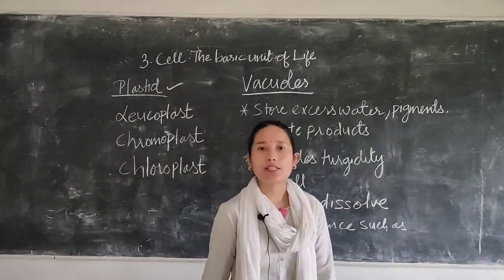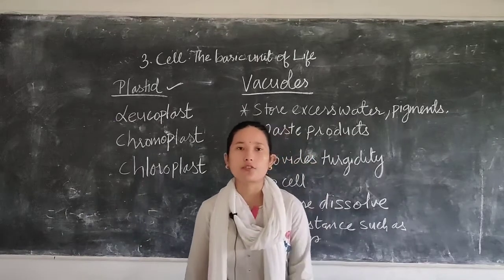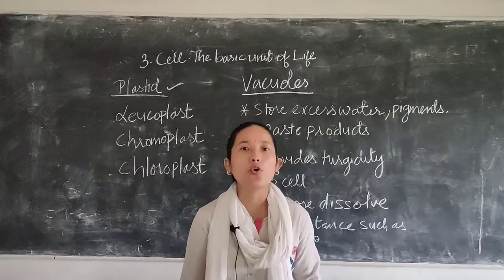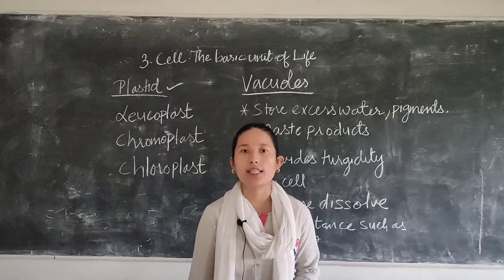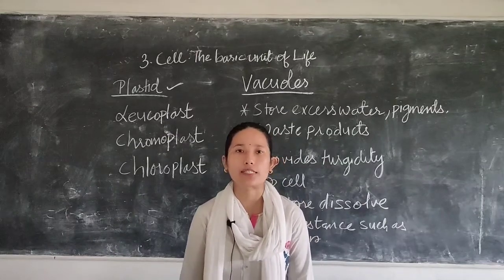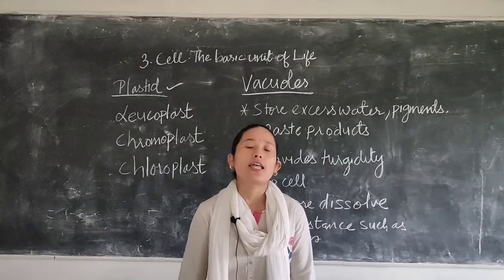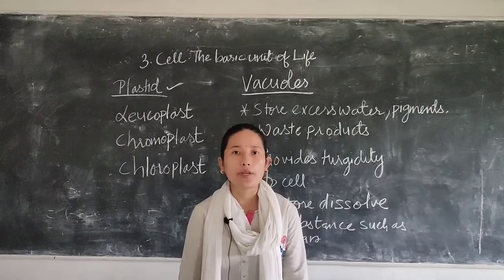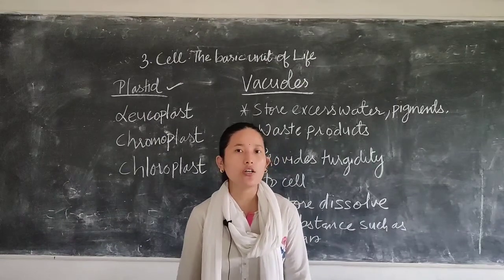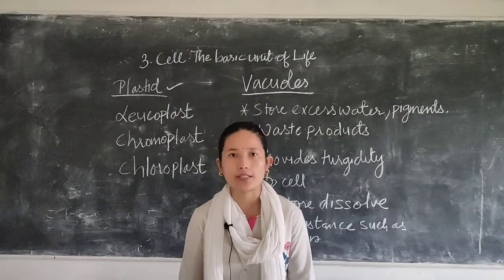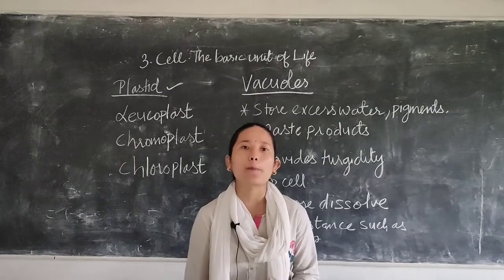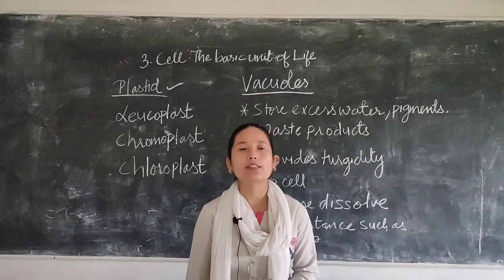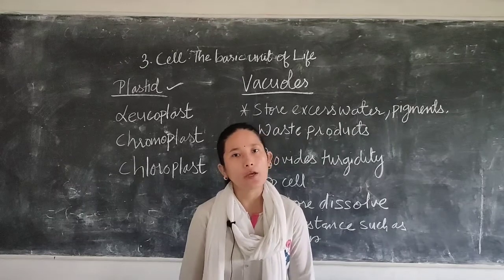Plastid is present only in plant cell. You need to know this. It is absent in animal cell. It's a disc-shaped, double membrane structure. It stores pigment, it provides pigment to the parts of the plant, and it has other functions also.